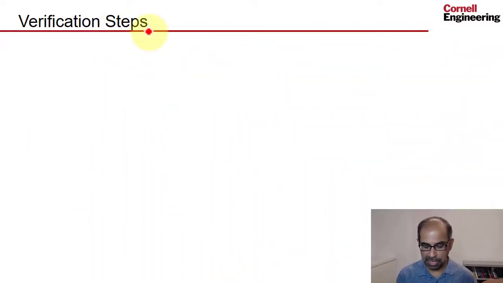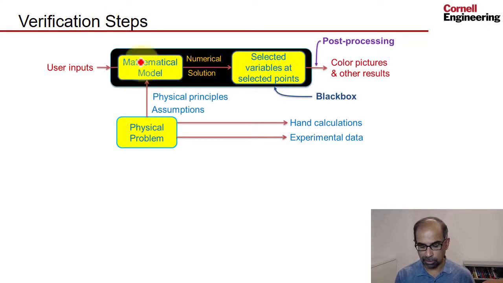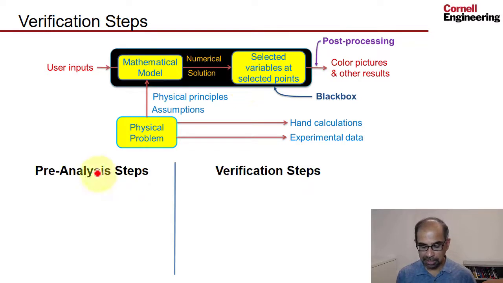Okay, to think about what we need to do for verification, I'll go back to the framework of what's inside the black box, because it indicates what we need to do under verification. And in fact, the verification builds on the pre-analysis. So I'm making two columns here. On the left are the pre-analysis steps, and on the right are the verification steps. So we'll go through each pre-analysis step and think about what is the corresponding verification step.